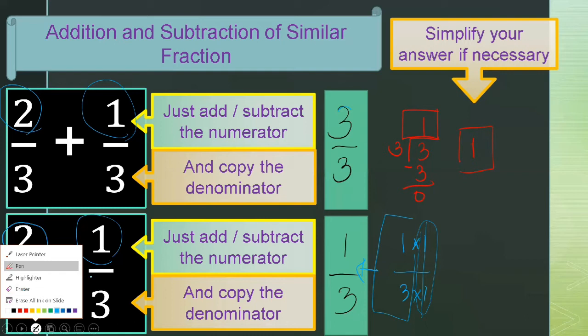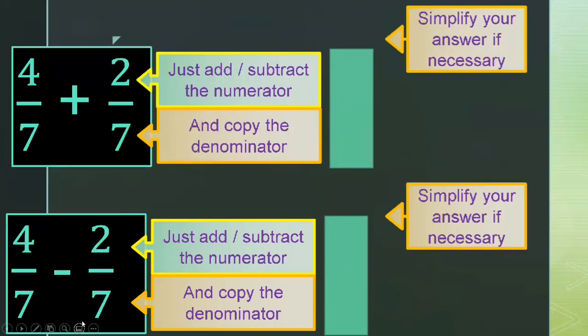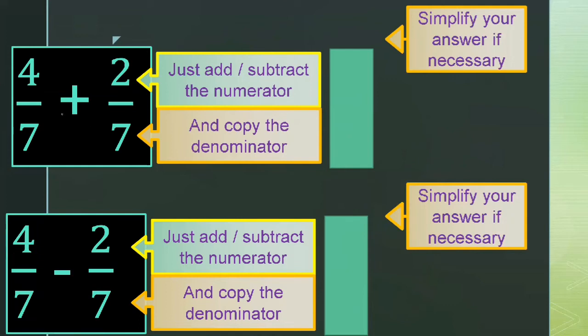So, to further understand this concept, the addition and subtraction of similar fractions, let's have another example. Here, 4 over 7 plus 2 over 7. So, ang gagawin natin dito, just simply add or subtract the numerator. It depends on the given operation sa ating fraction. Since we have addition, we will add 4 plus 2 is equal to 6, and then copy the denominator, 7.